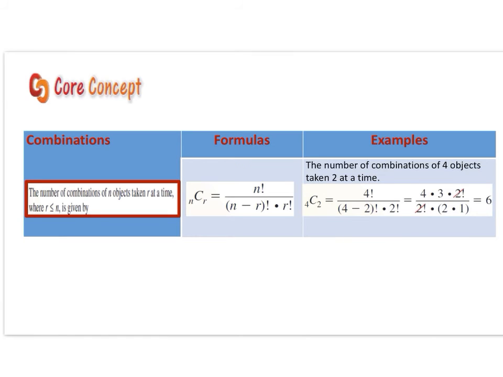So let's look at this example. Number of combinations of 4 objects taken 2 at a time. So 4 and then 2. So 4 factorial divided by 4 minus 2 factorial times 2 factorial. Again, expand your 4 in the numerator.